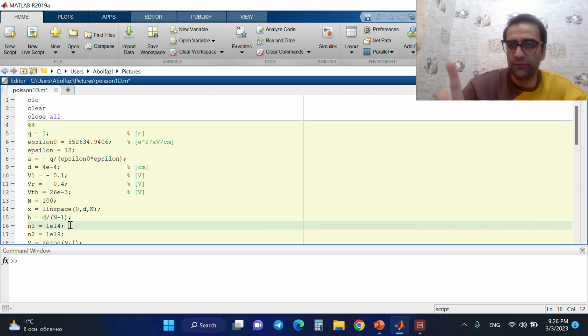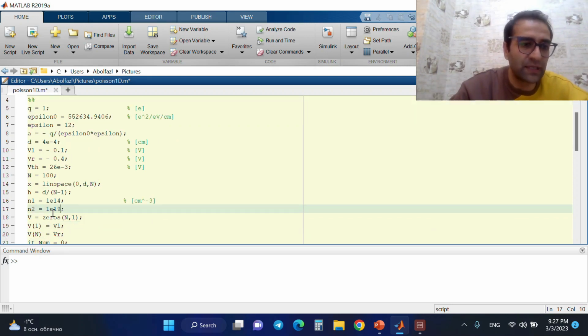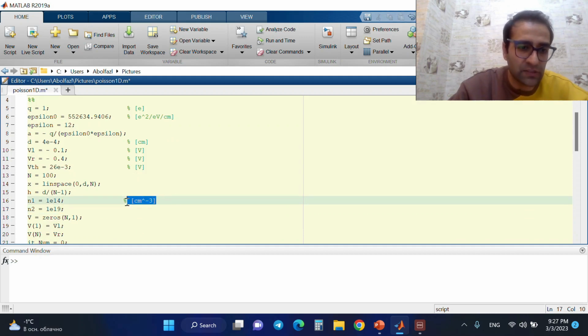And let's define some number for n1 and n2. They have some physical background, but let's forget about the physics and just focus on the mathematics. Therefore, I defined n1 to be 1e14, and the dimension of this number should be 1 over centimeter squared. Also the dimension of this n2 should be the same. I just copy it here, Control C.